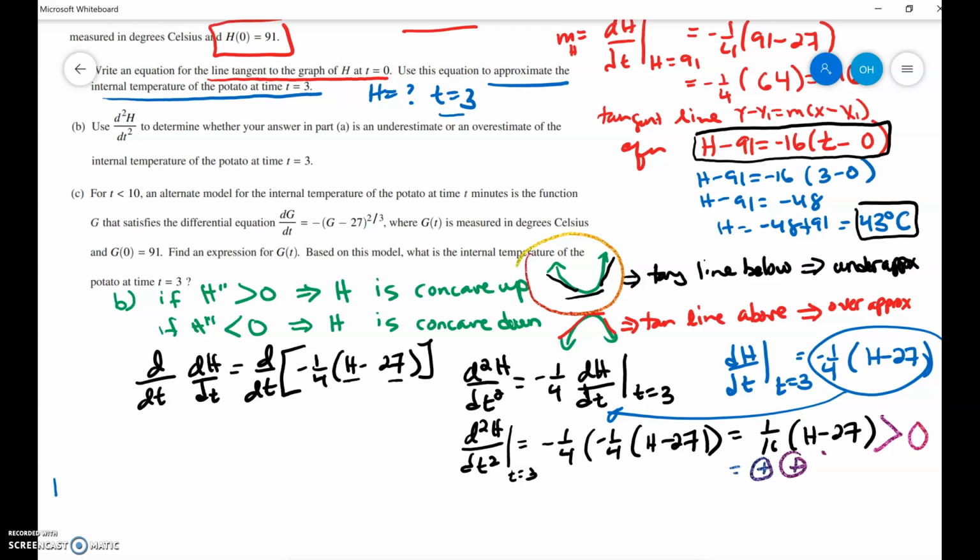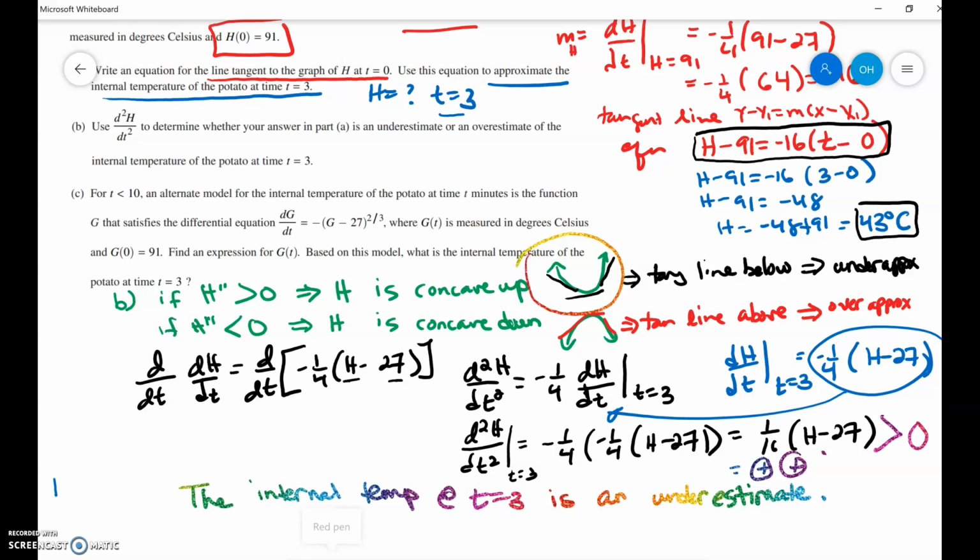Okay, so now we just need to say that. They didn't ask you to justify, so I'm not going to offer any more information. So the internal temperature at time t equals 3 is an underestimate. Okay, and that's it for part B.